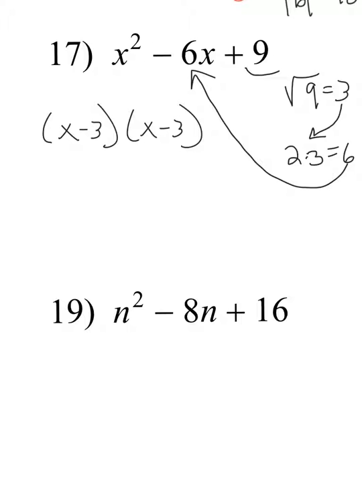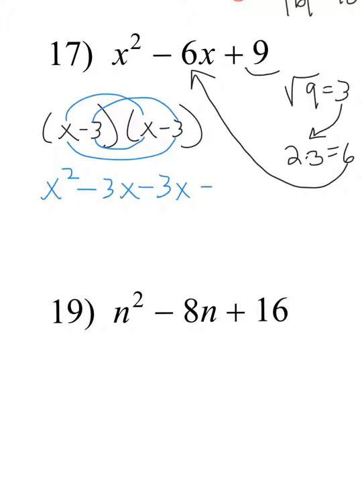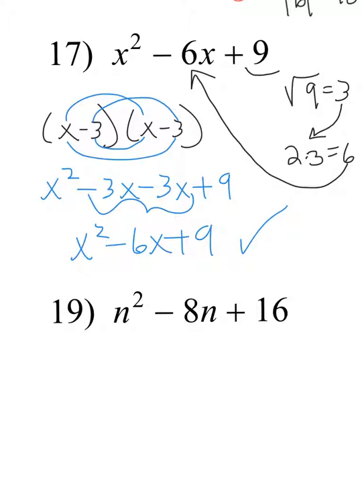Let's go ahead and distribute very quickly to verify that. x times x is x squared. x times negative 3 is negative 3x. Negative 3 times x is negative 3x. And negative 3 times negative 3 is positive 9. When we combine these two terms, we get x squared minus 6x plus 9. So indeed, we have the right factors. You try number 19 and then resume the video and see if you got it right.